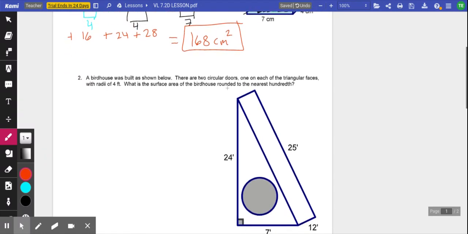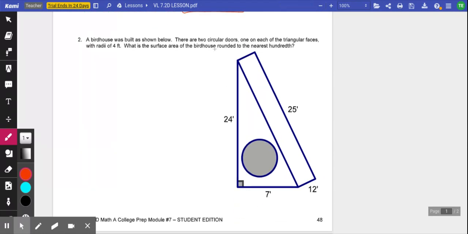So on this one, I like to pretend like I have everything sealed up, and then I'm going to take out the circle. And I have to remember there's a circle on the front and there's a circle on the back. So I'm just going to do it for a triangular prism. So the triangular prism has two bases. These guys, I'm going to pretend like they're solid. I'm not going to worry about the circle for a minute.